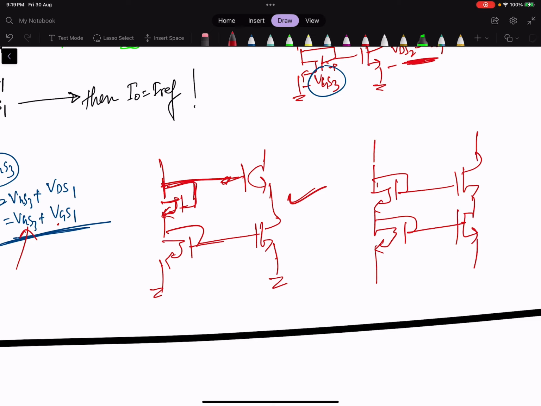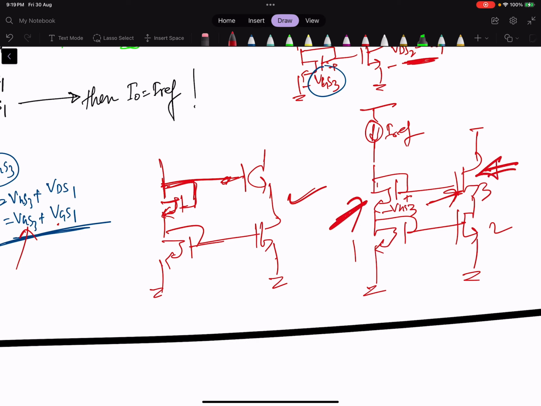Okay, so this is your memory, IREF. This is W by L, this is M3, VGS3 is equal to VGS4. This VGS should be equal to this, then only it will work as the diode, as a current mirror.